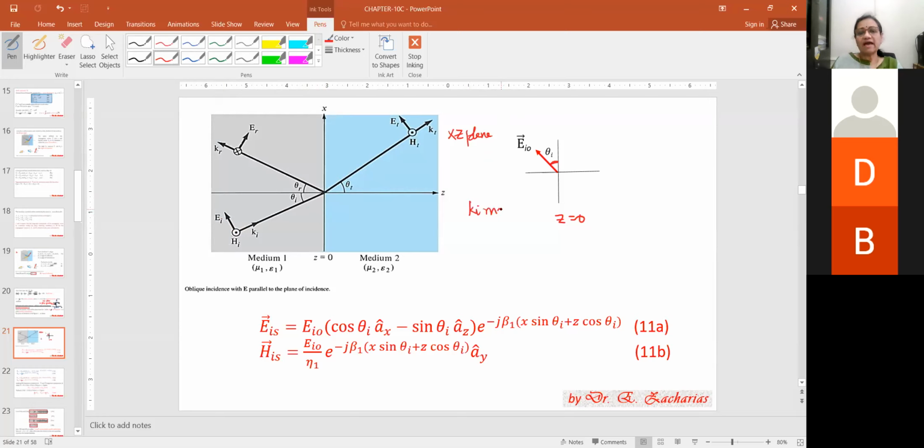Ki makes angle theta i with the normal, with the Z axis. Now draw a normal to the Z axis. Normal to the Z axis is the X axis. Similarly, draw a normal to your K vector, that is your Ei vector. Therefore, both these will also make an angle theta i. Are you following the argument?